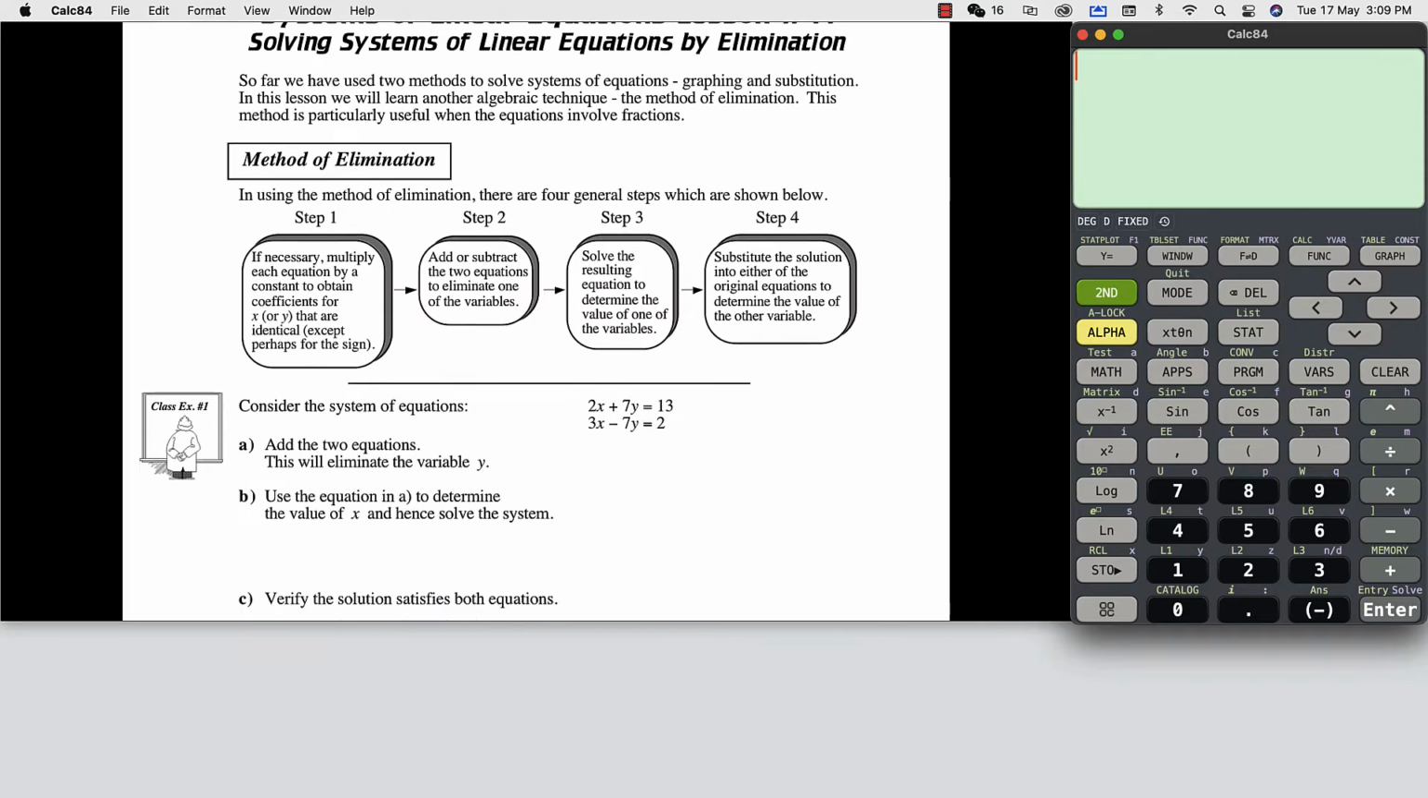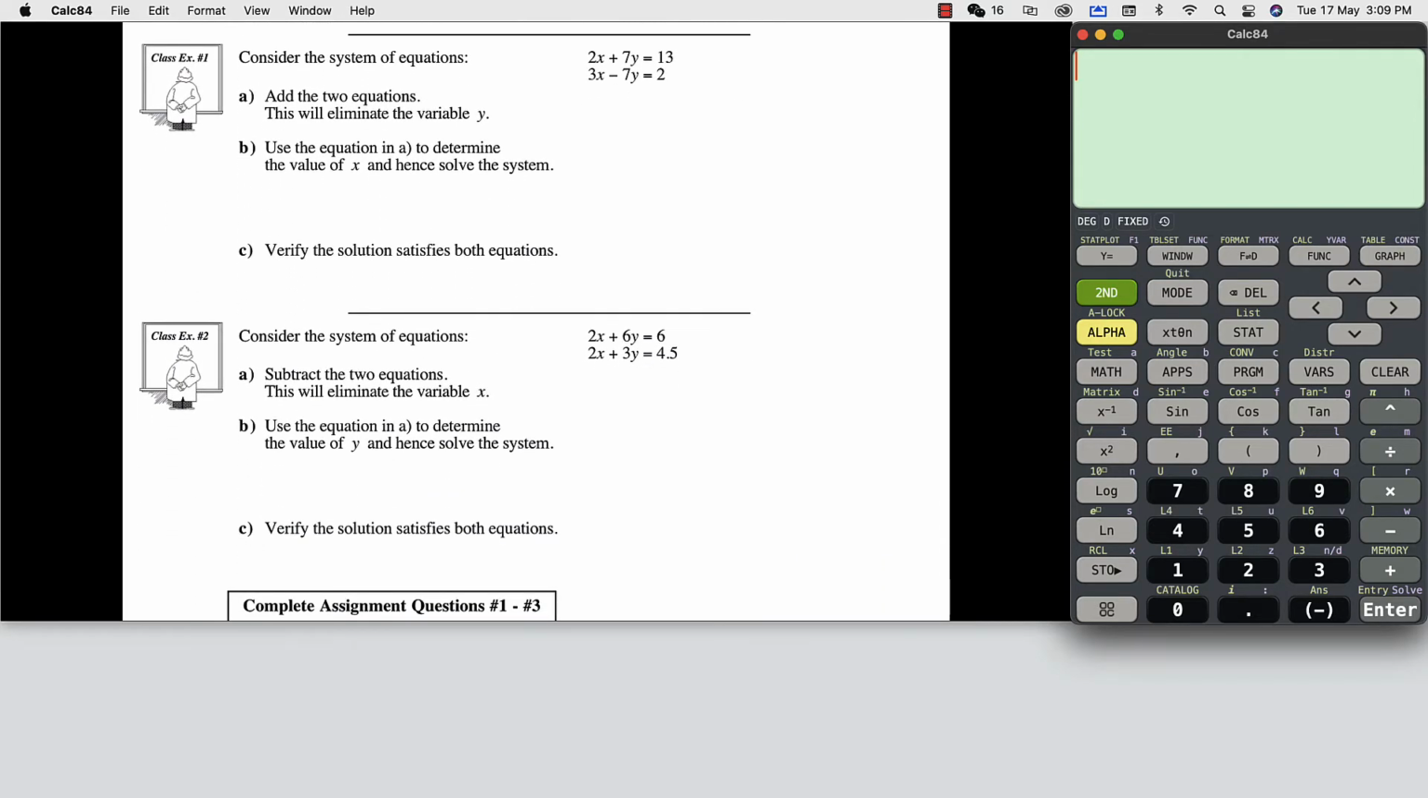Okay, so let's take a look at class example number 1, and we've got two equations right here. We got 2x plus 7y equals 13 and 3x minus 7y equals 2. Now if we stack them on top of each other like that, basically what you should be able to recognize is that right here we've got a positive 7y and a negative 7y.